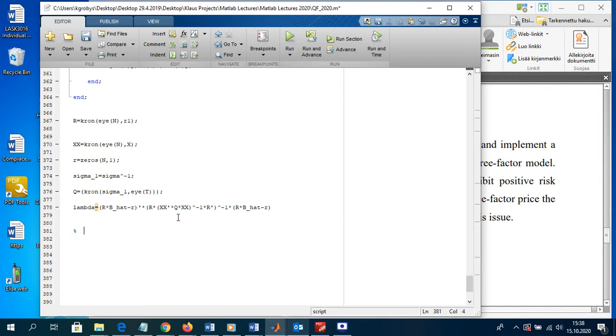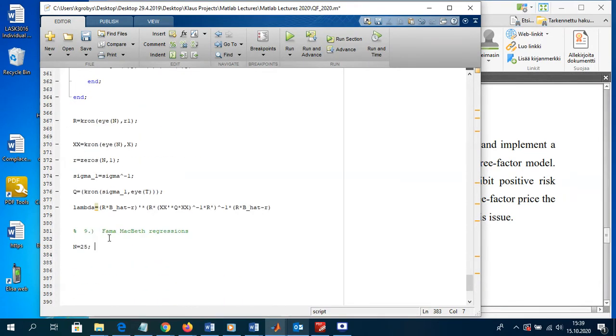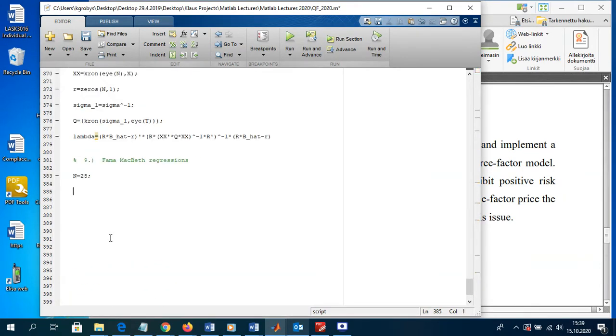So now our 9th task is implementing Fama-MacBeth regressions. And that's the cross-sectional approach. First of all, how do we proceed? First of all, we have to define our number of test assets, and we actually have it already done here. N is 25. So actually we can skip that.